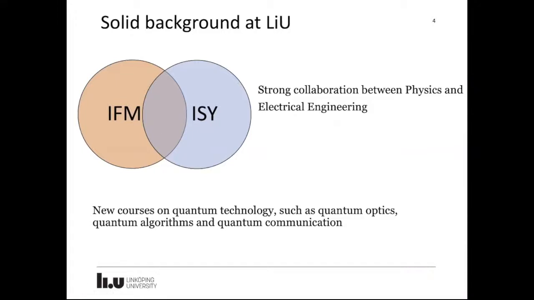And we have already developed new courses, which are starting now, even before the new master program begins. So we have new courses on quantum technology in the fields of quantum optics, quantum algorithms. Basically, this course is intended to teach you roughly how to program a quantum computer or how to develop algorithms, and also quantum communication as well. So all these three are new courses that are now running and will help give a strong theoretical background to this master program.